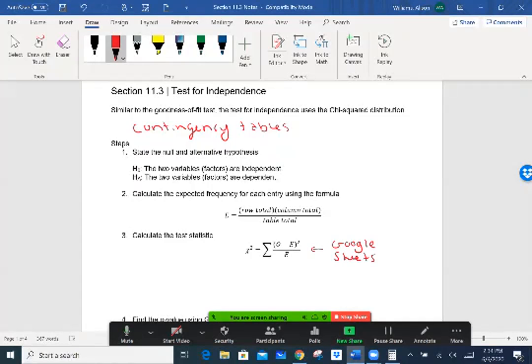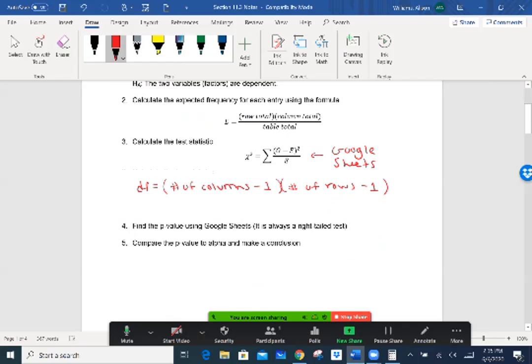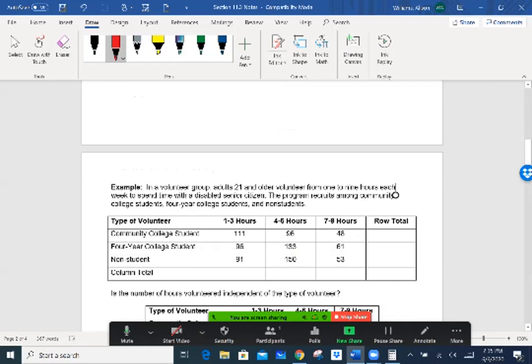All right. We are going to need the degrees of freedom. So the degrees of freedom for this test is a little bit different than it is for the goodness of fit test. It is the number of columns minus 1 times the number of rows minus 1. So that's the degrees of freedom that we'll be using, and we'll still be calculating the p-value on Google Sheets. So we'll already be there when we're calculating the test statistic. That's kind of handy. Then we'll compare our p-value to alpha and make our conclusion. All right, so let's scroll down and look at an example.